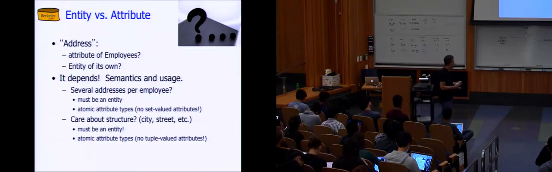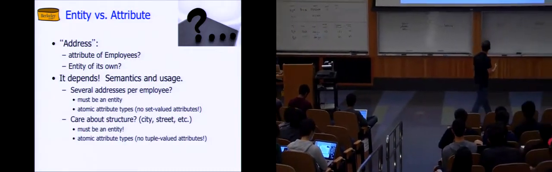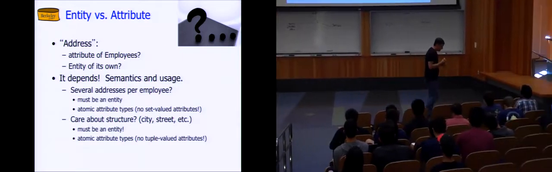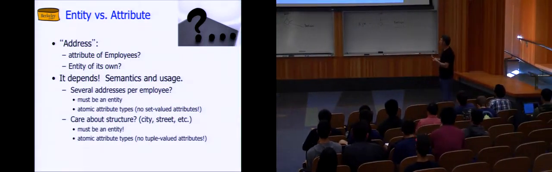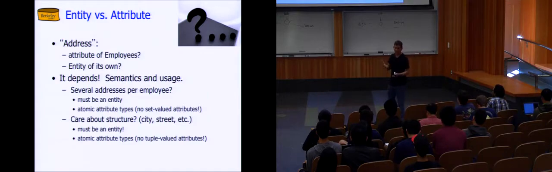This is a fine example because it depends. It depends both on semantics and on usage, all right? So first of all, there's a question of the number of variants. It's sort of the many-to-one kind of argument. So if you have multiple addresses for an employee, they have their home address and their work address, or they have their vacation home and their regular home, it needs to be an entity.